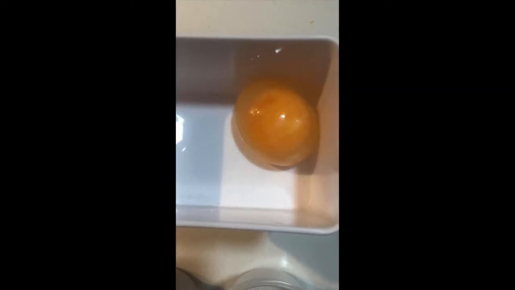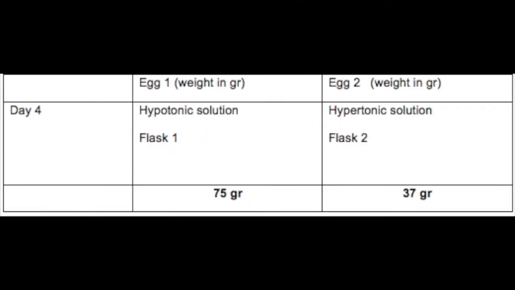After the 8 hours, we removed the eggs from the solutions and weighed them. We recorded them in the table. The first egg, which was in a hypotonic solution, weighed 75 grams. The second egg that was in a hypertonic solution weighed 37 grams.